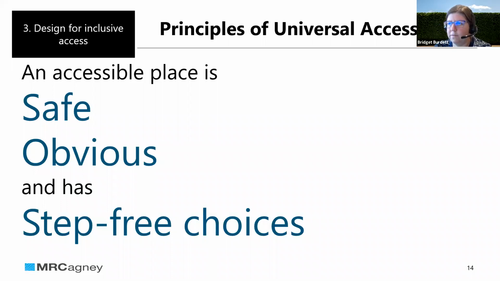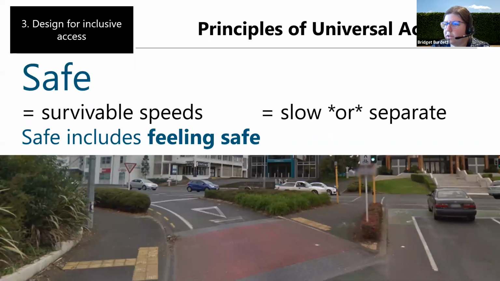I'll go through each one of those. A safe street means that the collision speeds are survivable. So that means that somebody crossing the road, if a driver or a pedestrian makes a mistake, then that's not going to result in serious injury or death. So really you want 20 km/h speeds or lower. Or you want to be completely separated from traffic. So we have some situations like underpasses at train stations so that people are completely separate. It also includes feeling safe. So if somebody doesn't feel safe, then it's not an accessible place either.